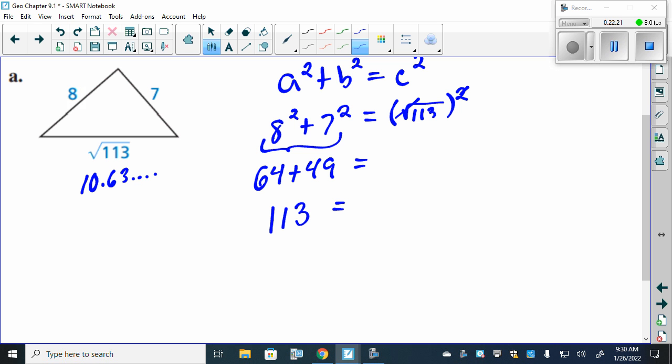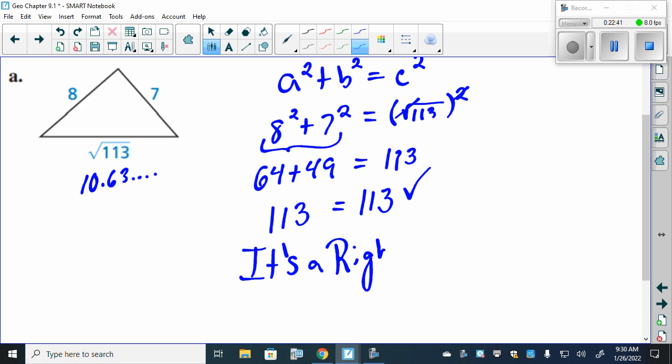Now, on the other side, we need to take the square root of 113 squared. A square root and square actually cancel, leaving us with, does 113 equal 113? It's a right triangle, so yes, because a squared plus b squared did give us c squared. The sum of the squares of the lengths of the legs gave us the square of the hypotenuse. Any other questions on this here?